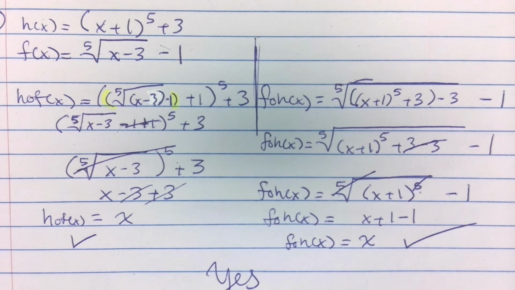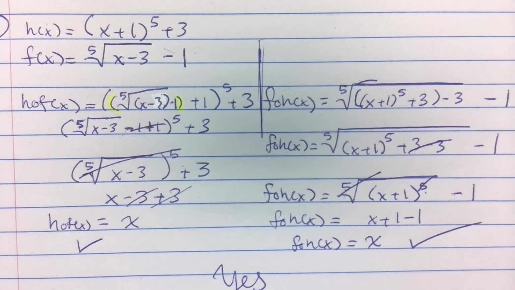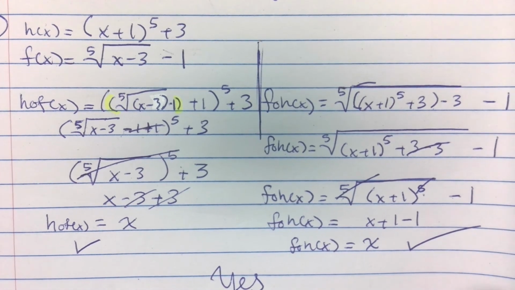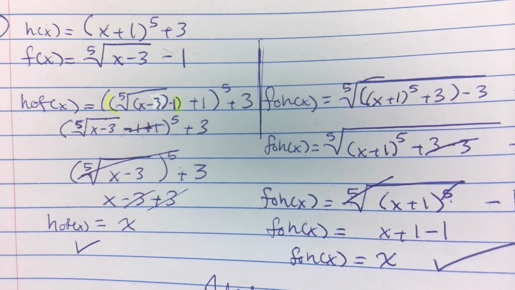Okay, there's only one more type. What have we not done with f of g and g of f yet? The fractional ones. Remember the fractions? The rational ones. Flip the page when you're ready.